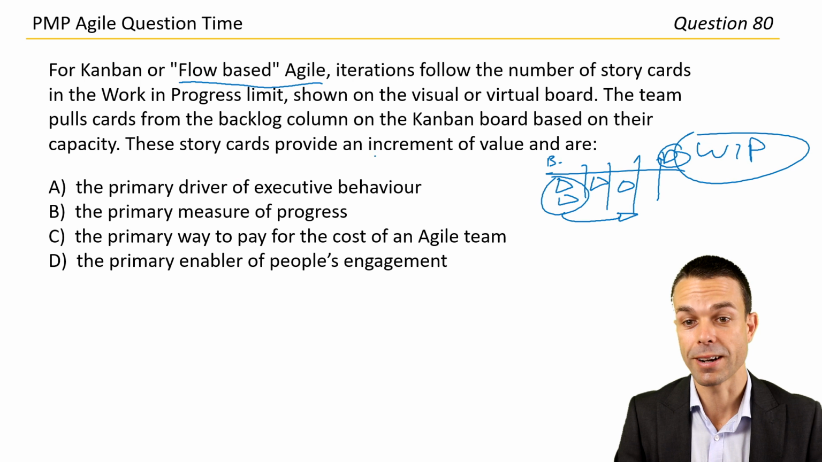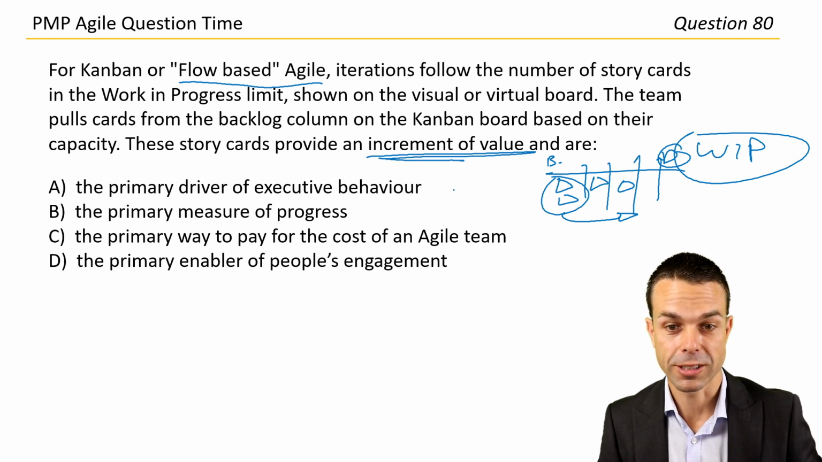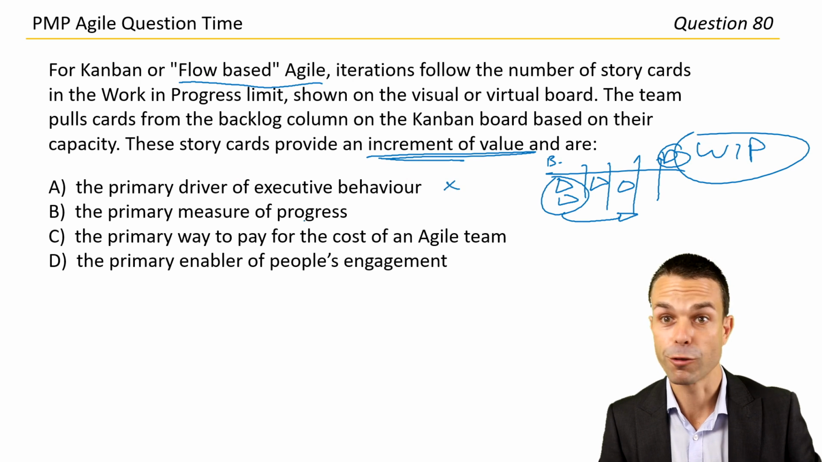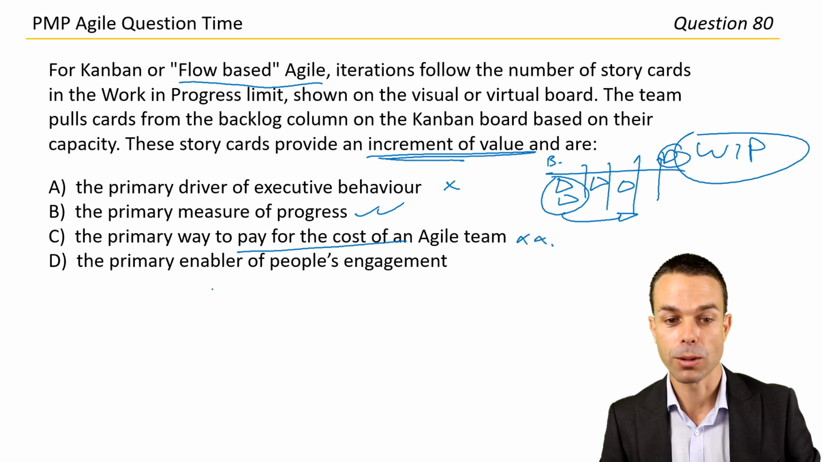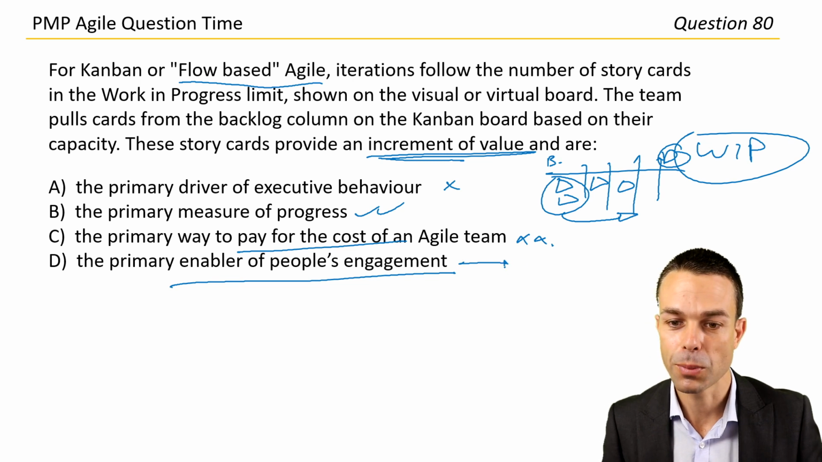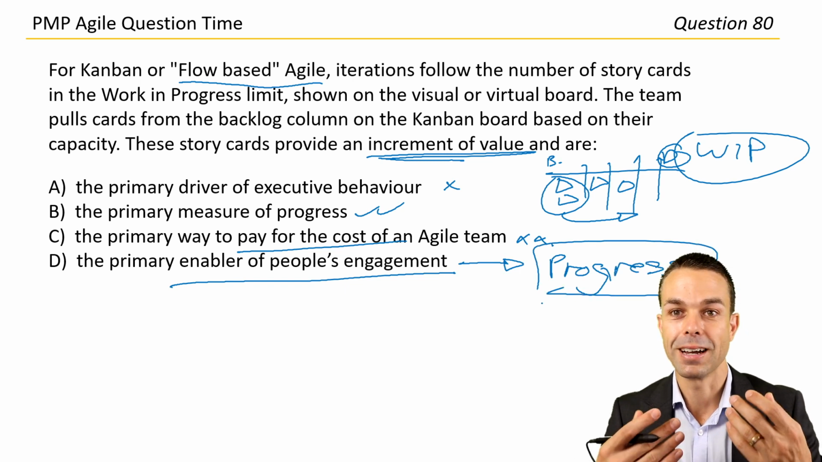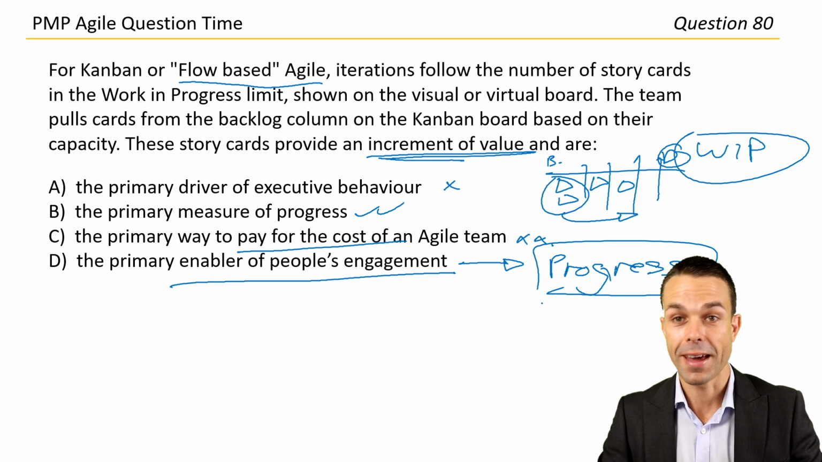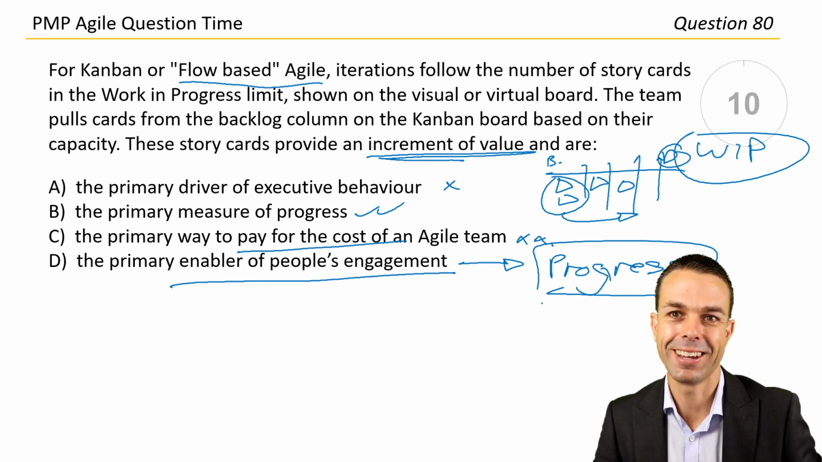These story cards provide an increment of value. Yes, exactly. And they are a primary driver of executive behavior, primary measure of progress. Yes, I like that. Primary way to pay for the cost of an Agile team. Not necessarily. Primary enabler of people's engagement. Look, that's a tricky one because progress actually has been shown, like there have been studies done, that when people have a sense of progress, that is when they feel the most engaged. So it actually could be that one.